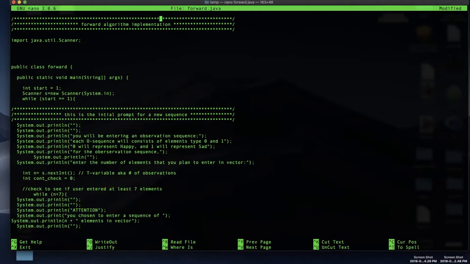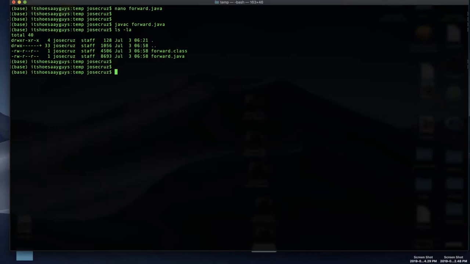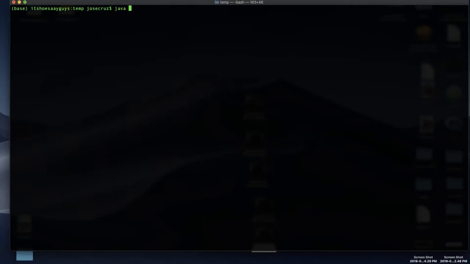So let's do a test run and see how this results. Remember, to compile, you would just create the file, right here, the dot class. Now to run, you just use Java and the name of the file, minus forward.